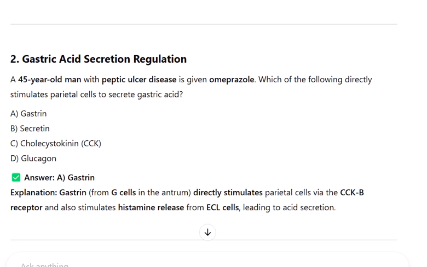Gastrin. Explanation: gastrin, from G cells in the antrum, directly stimulates parietal cells via the CCK-B receptor and also stimulates histamine release from ECL cells, leading to acid secretion.